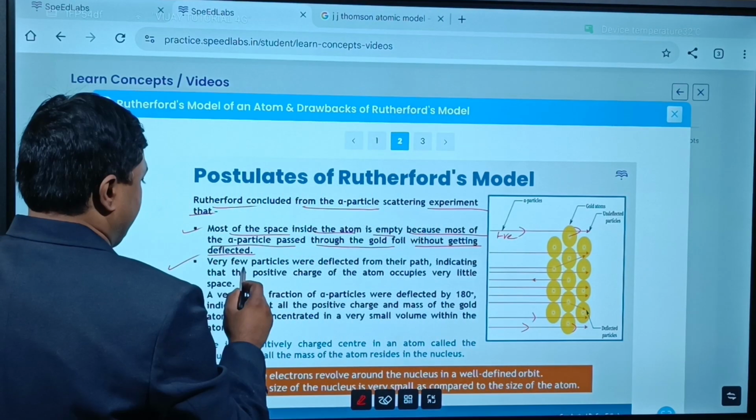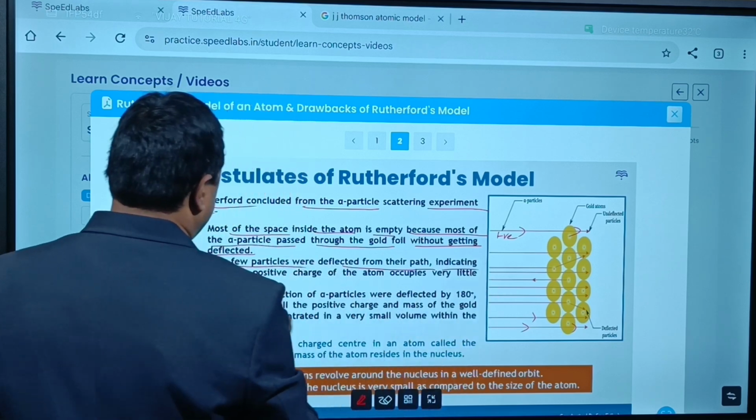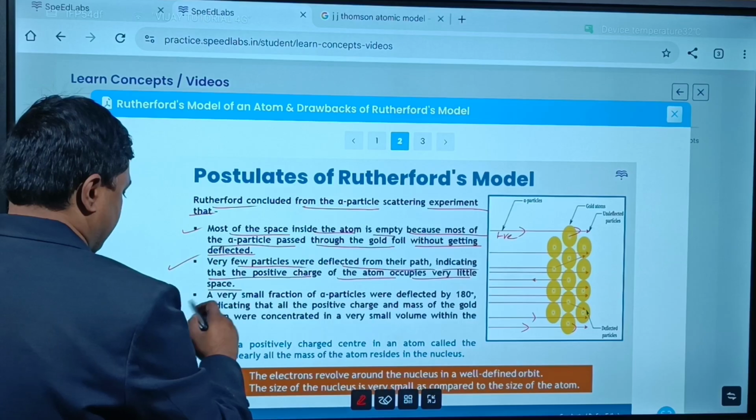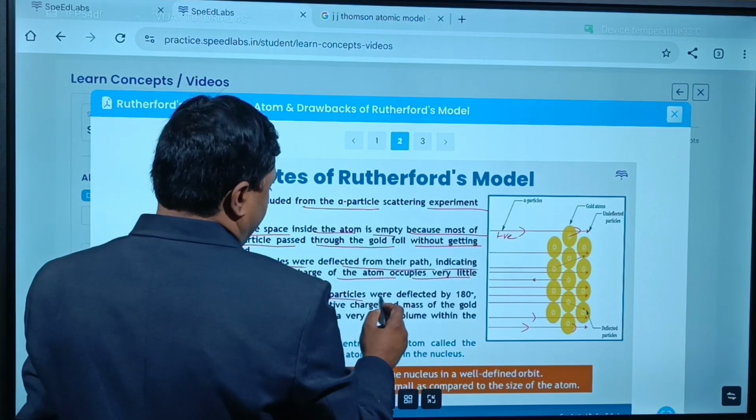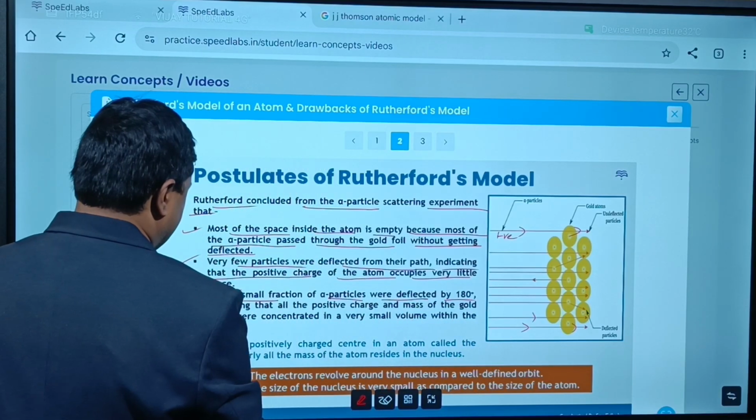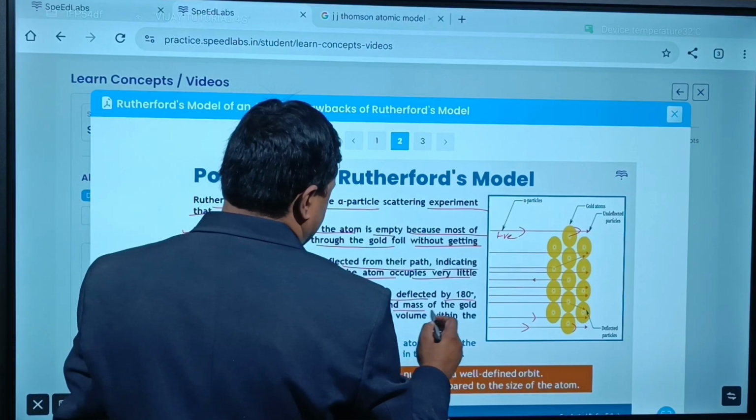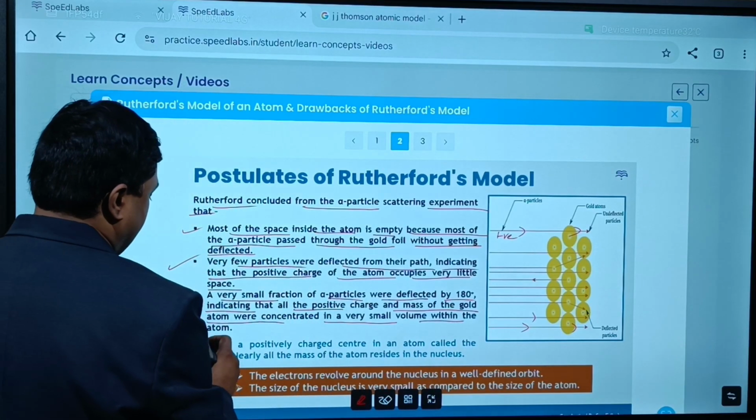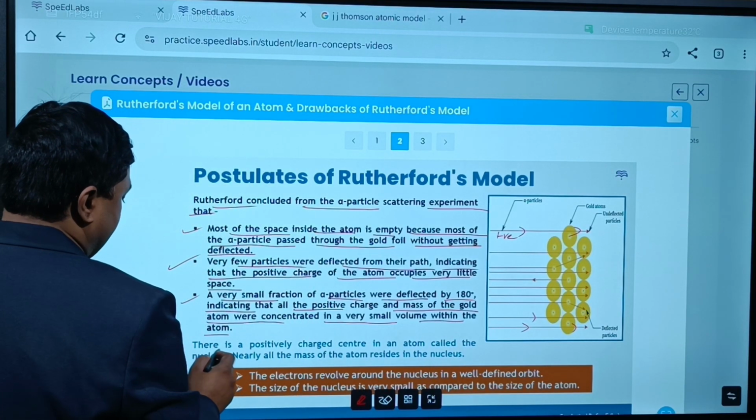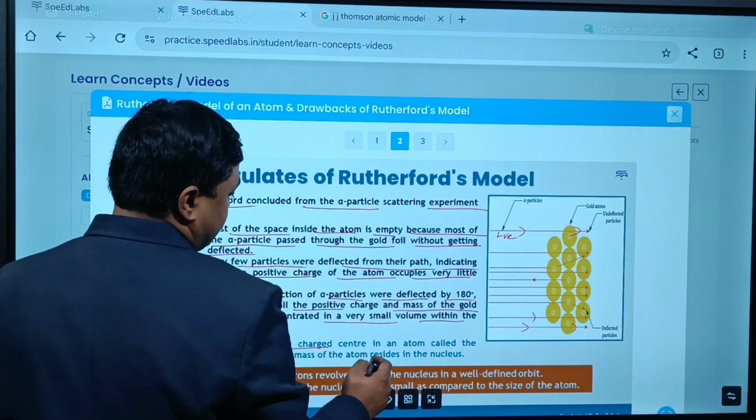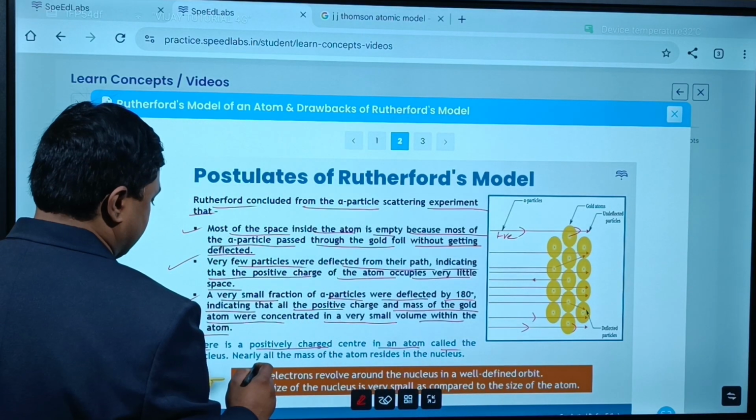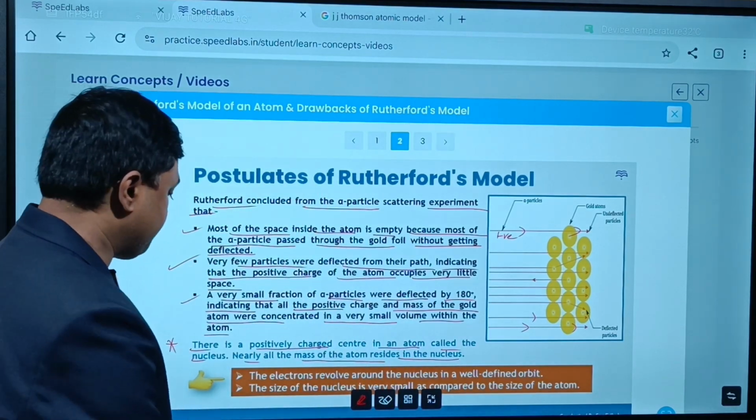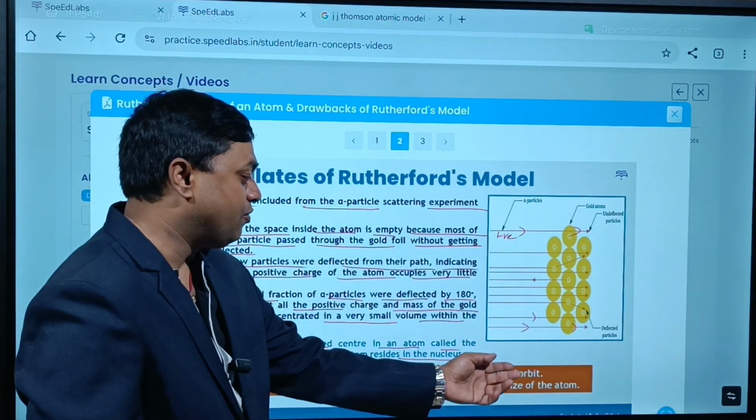Okay. Next, very few particles were deflected from their path, indicating that the positive charge of the atom occupies very little space, and a very small fraction of alpha particles were deflected by 180 degrees, indicating that all the positive charge and mass of the gold atom were concentrated in a very small volume within the atom. So finally we can conclude there is a positively charged center in an atom called nucleus. Nearly all the mass of the atom resides in the nucleus. Very, very important. The electrons revolve around the nucleus in well-defined orbits.